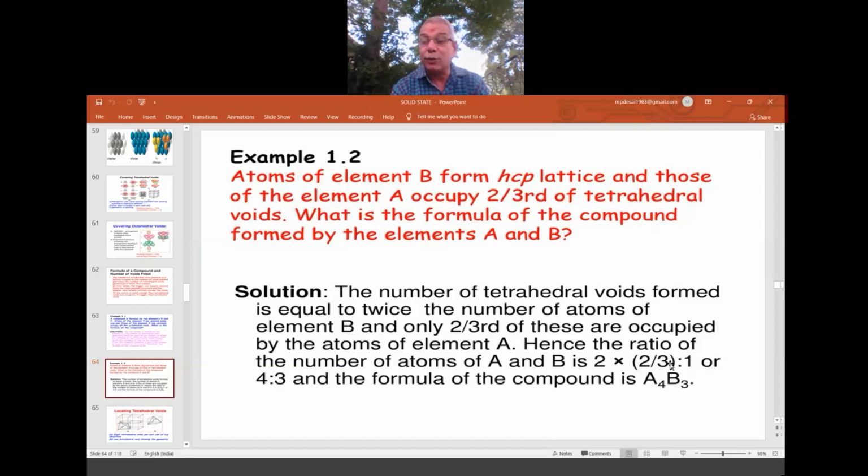So 4 by 3 is to 1. If you take out a simple ratio, it is 4 is to 3. That means A is 4, B is 3. So that's why the formula becomes A4B3. From the knowledge of octahedral voids and tetrahedral voids, n and 2n, we can easily calculate the formula.